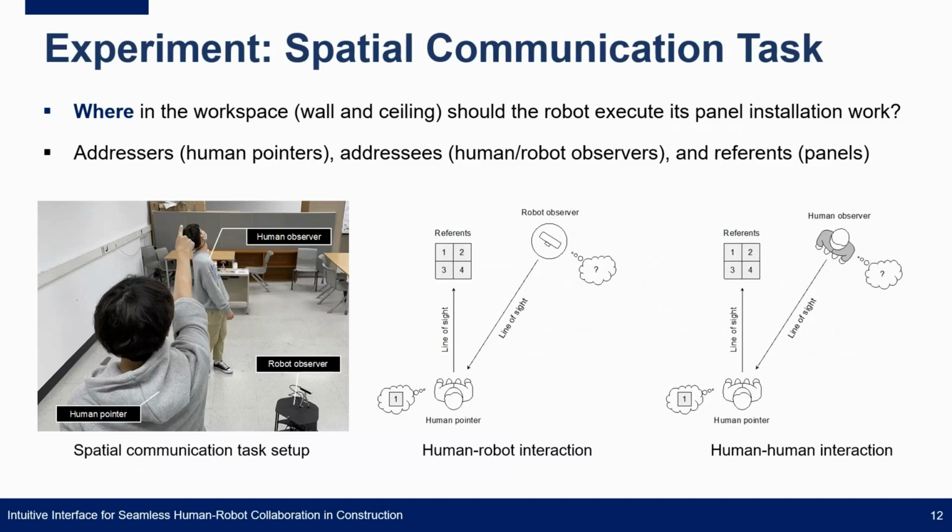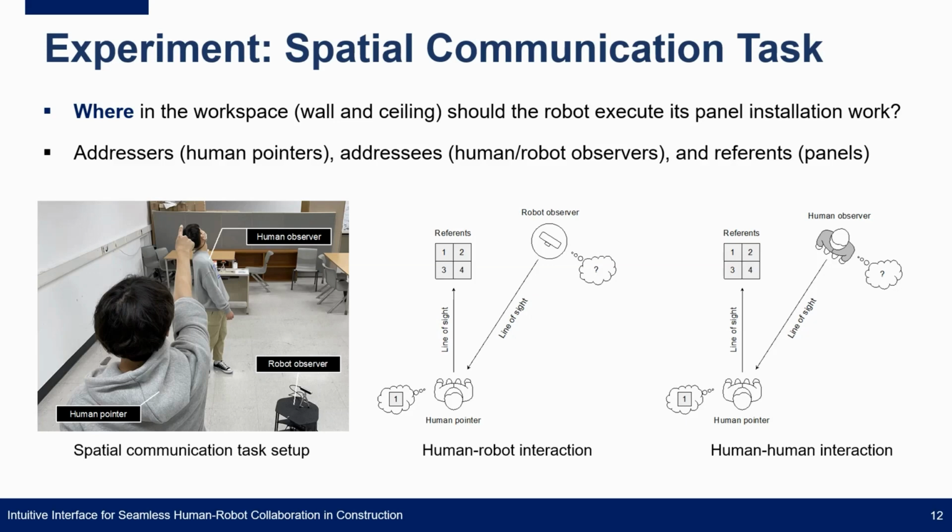To achieve this research objective, we did an experiment. We developed a special communication task in which the human subjects use deictic gestures to point to one of the panels among the multiple panels on the ceilings and the walls. Our goal was to see how accurately robots could understand the gestures of the human subjects, in terms of which panel the human subject is indicating.